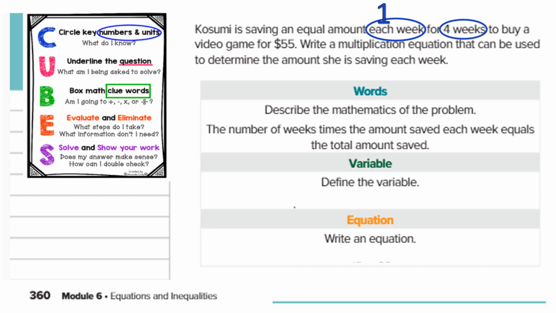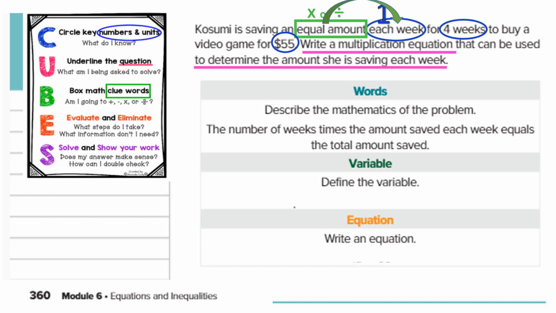I see 4 weeks, and then I also have $55. Well, what am I being asked to do with all of these numbers and labels? Write a multiplication equation to determine the amount that she is saving each week. All I'm asked to do is write a multiplication equation. So if I know it's multiplication, we're talking about equal amounts. Once again, the word equal can be multiply or divide. So I have to figure out what it's related to understand what math I'm doing. Well, it's related to each week.